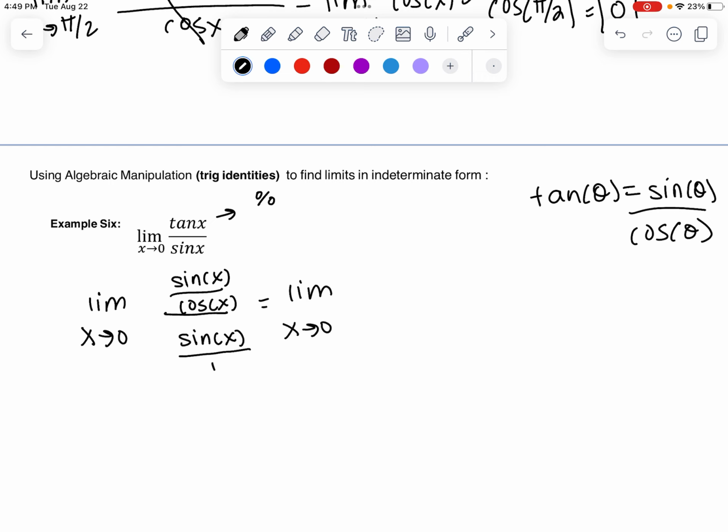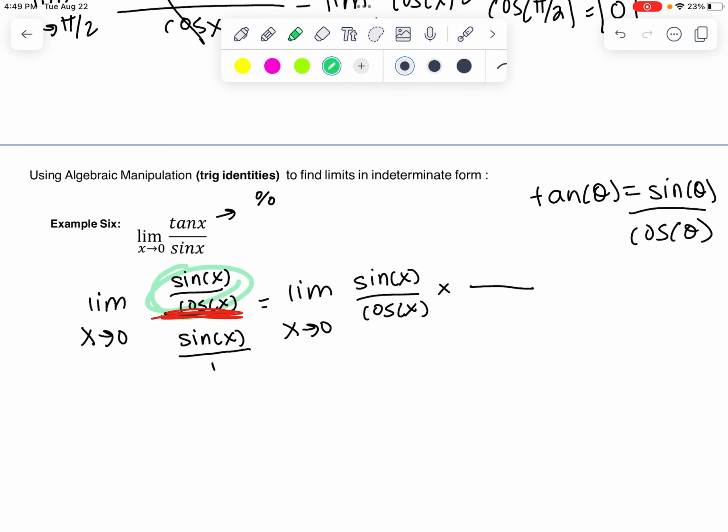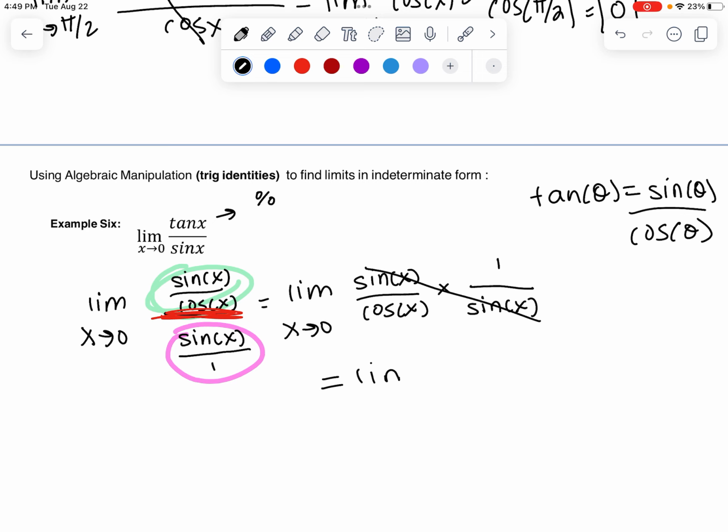So if you divide two fractions, I'm going to keep my first fraction, which is this section right here. Keep that exactly how it is. I'm going to change my division right here into multiplication. And then I'll flip my other fraction. So I'm going to make this 1 over sine of x. And like we said, sine was the problem. Just like that, we can cancel it out. I have now the limit as x approaches 0 of 1 over cosine of x.